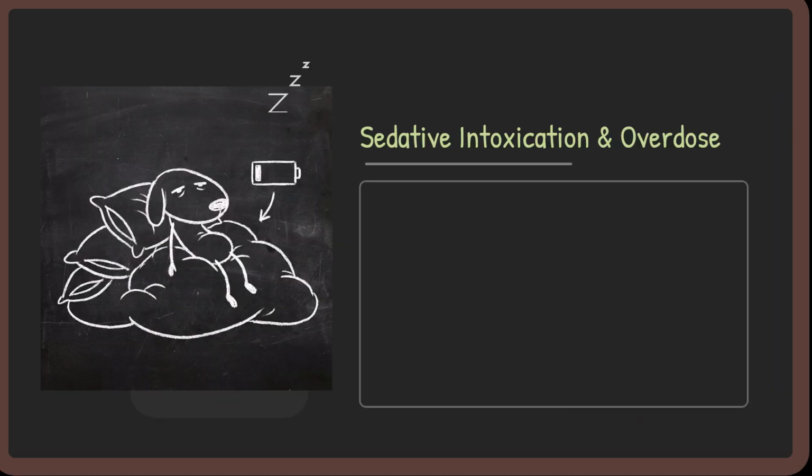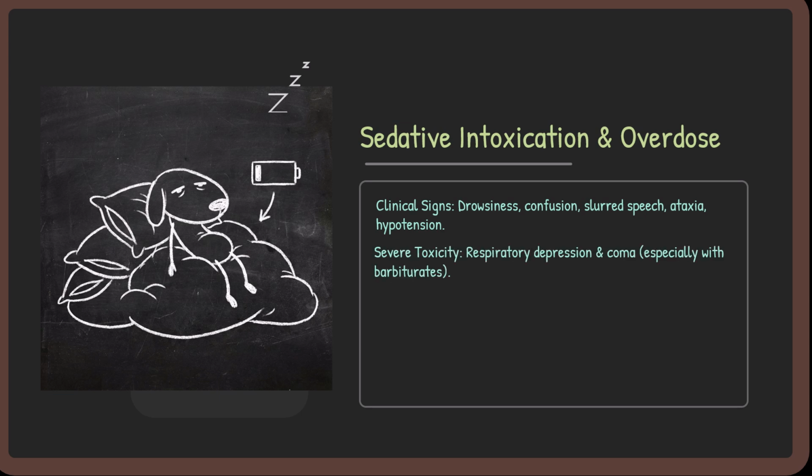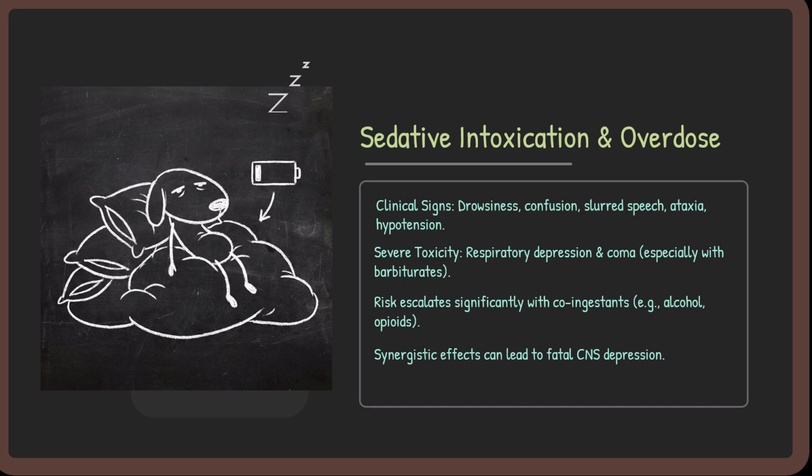Now, these medications can also have all the same symptoms as alcohol as far as intoxication. So they can have drowsiness, confusion, slurred speech, ataxia, hypotension. Severe toxicity can cause respiratory depression and coma, especially with barbiturates, which you're more likely to overdose on. And the risk escalates significantly if they're ingested with alcohol or opioids, basically any other CNS depressant. Synergistic effects can lead to fatal CNS depression. Always check for multiple substances because sometimes exams will test for those.